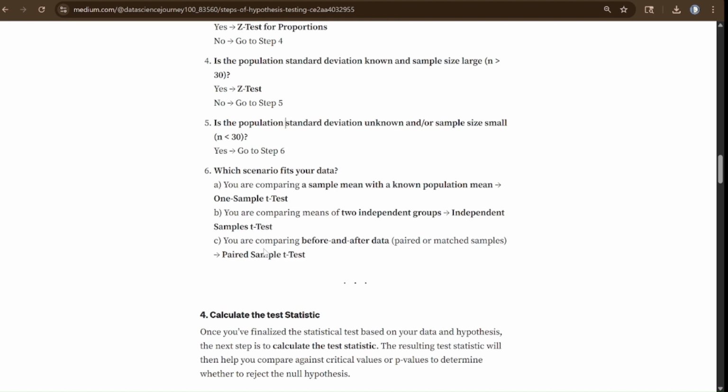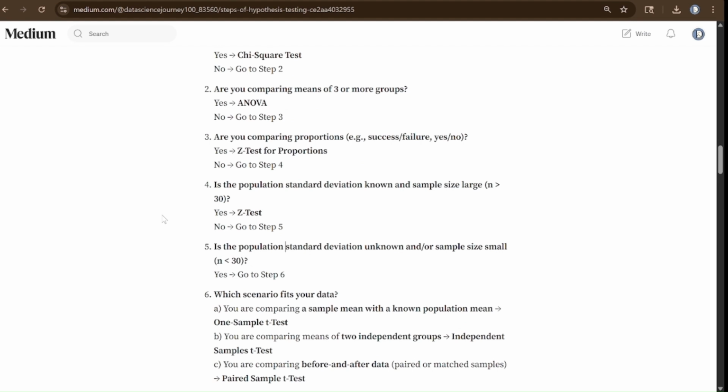But let's say you compare two means of two independent groups, two different kinds of samples, and you want to compare their means. In that case you have to use an independent samples t-test. Clear? But if you are comparing before and after data, like the same sample before and after, say a group of students who have been provided a training, and you want to compare their performance before training and after training, in that scenario you have to use a paired sample t-test.